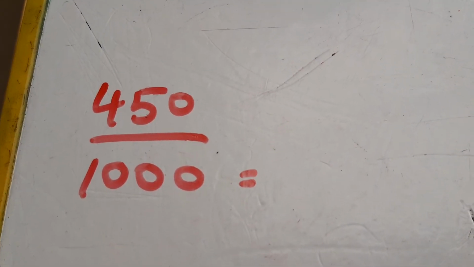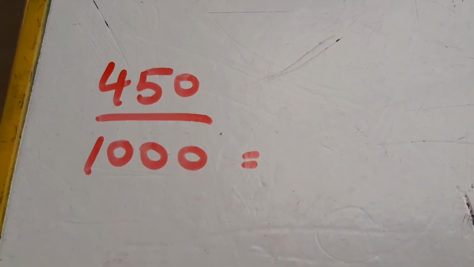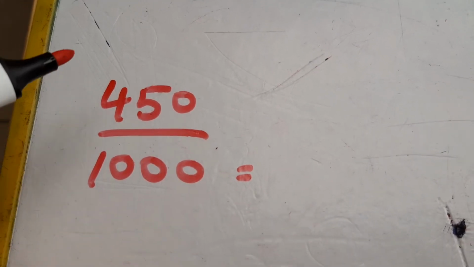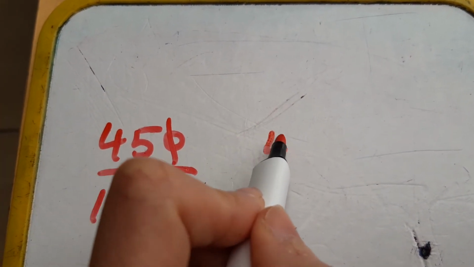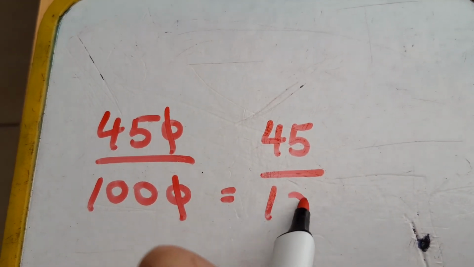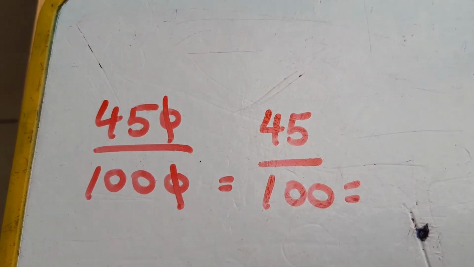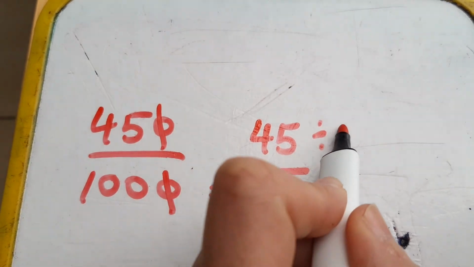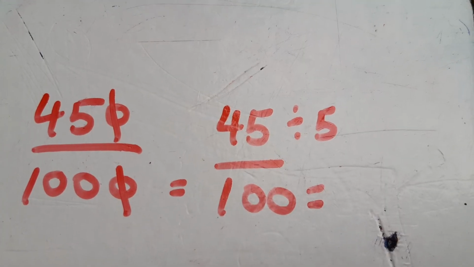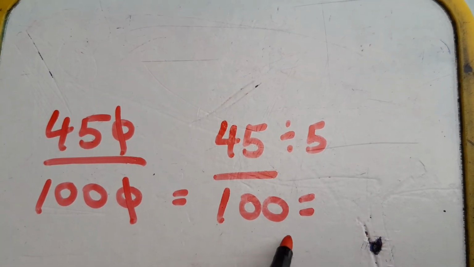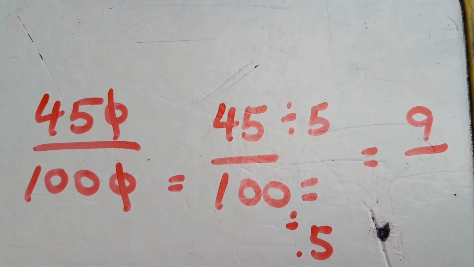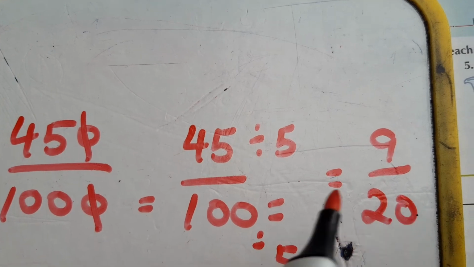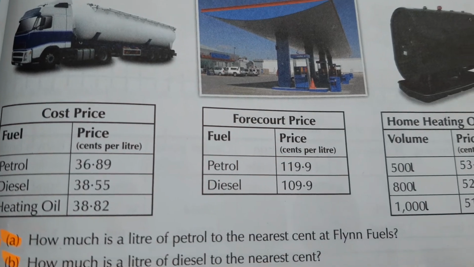Number 5 might have been the only one that you might be wondering where 9/20 came from. So it would be 450 out of 1,000. So drop off the zeros. So that's the same as 45 out of 100. And then you can reduce that, divide it by 5. So divide both parts by 5. So 45 divided by 5 is 9, and 100 divided by 5 is 20, which is 9/20.